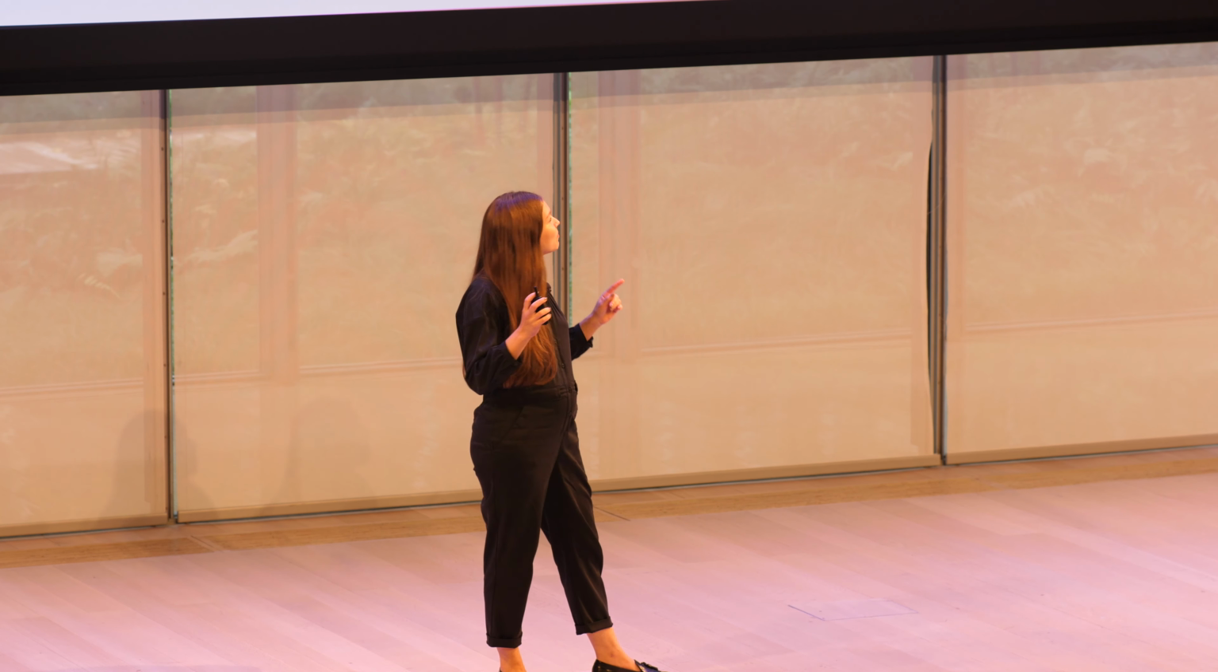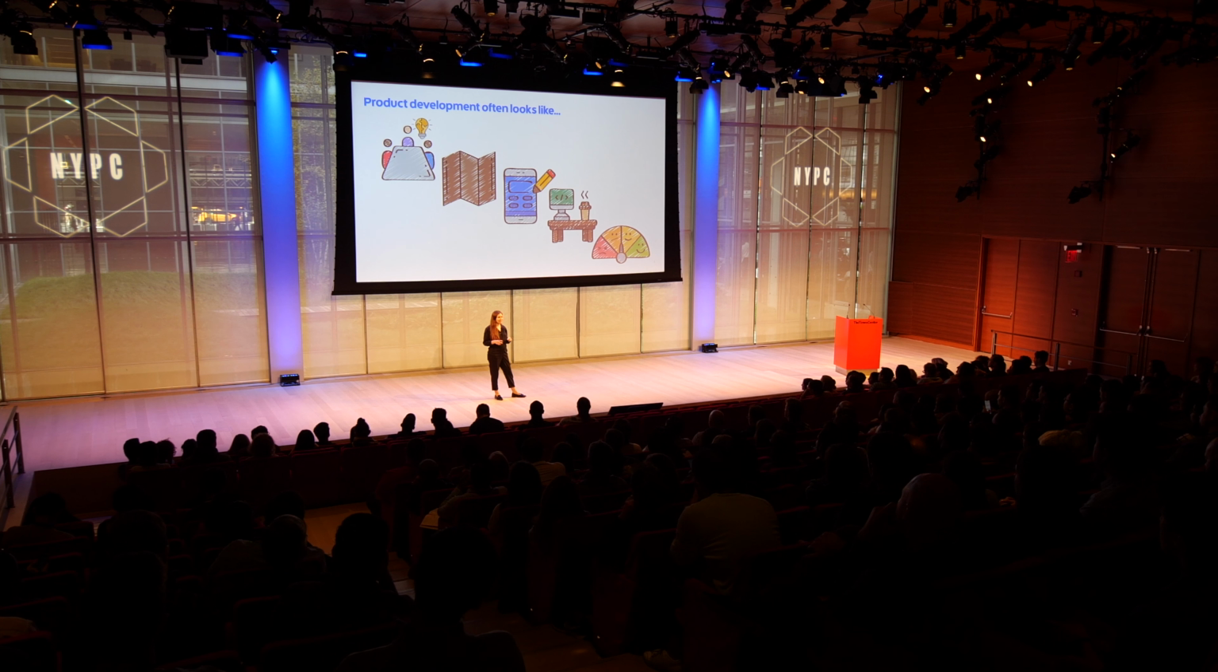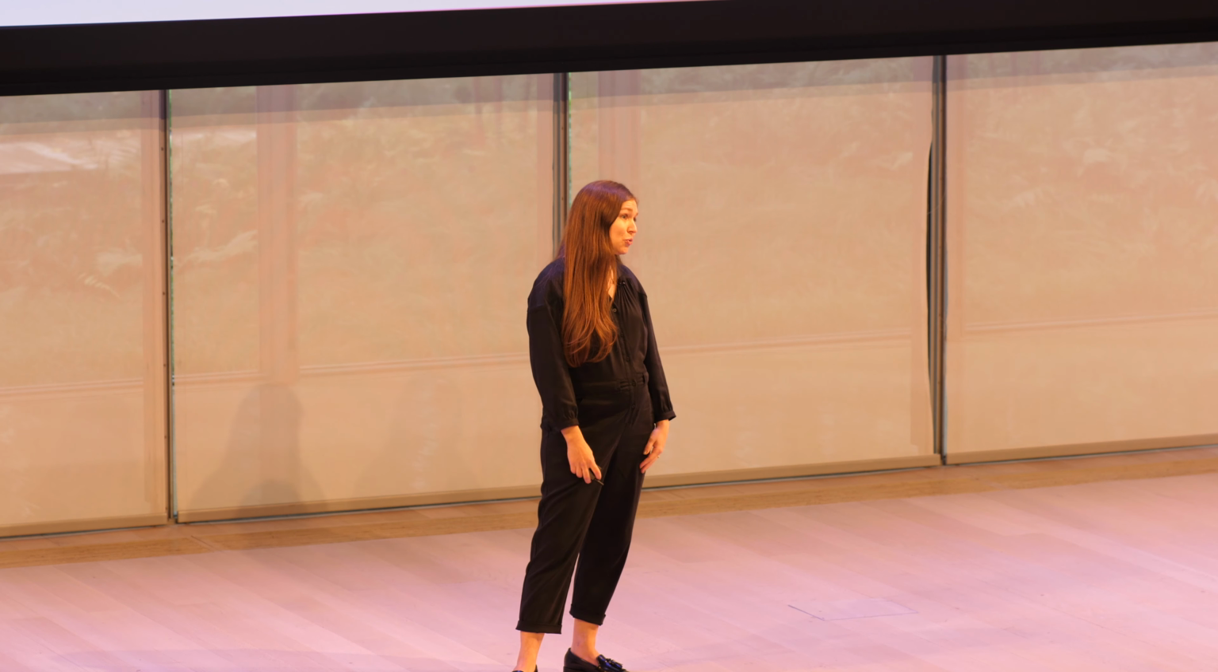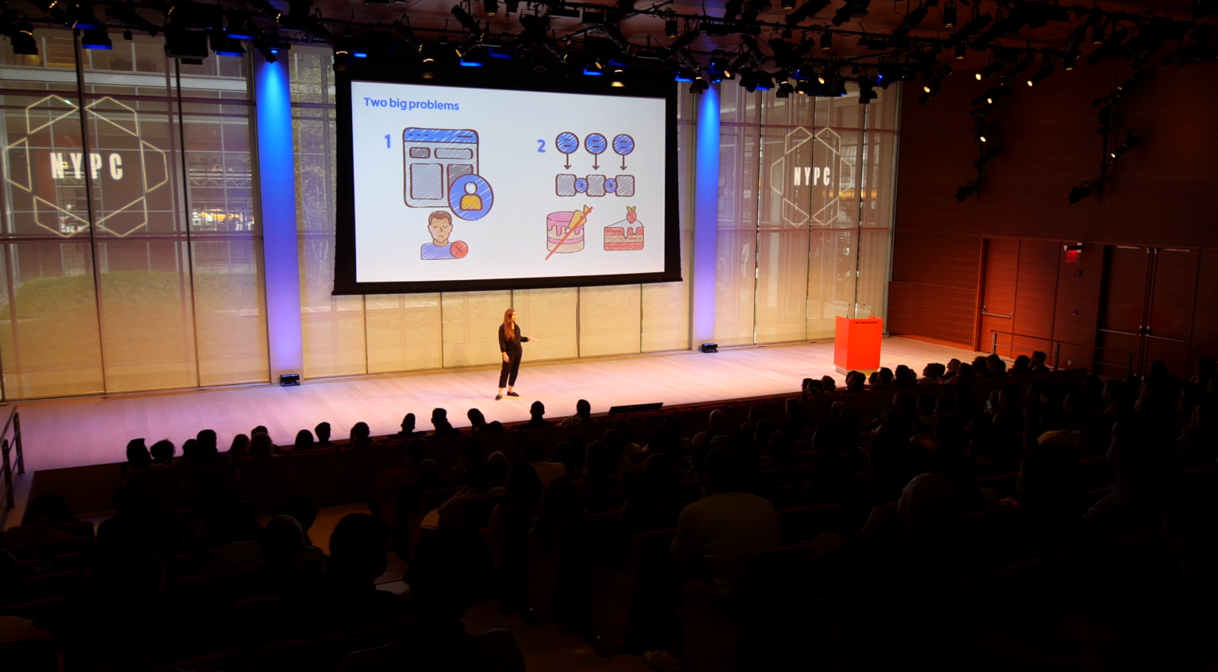So this is what a typical product development process might look like. You get people into a room, you talk about a problem, you identify a solution, you put that solution on a roadmap, you design it, you build it, you ship it, and then you finally get to the stage where you're starting to test it. But there's two big issues here. One is that your user testing comes way too late in the game. What if you didn't even build the right thing to begin with?